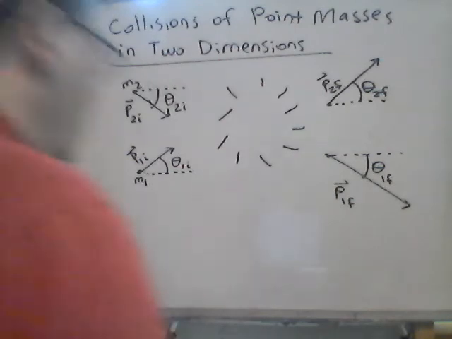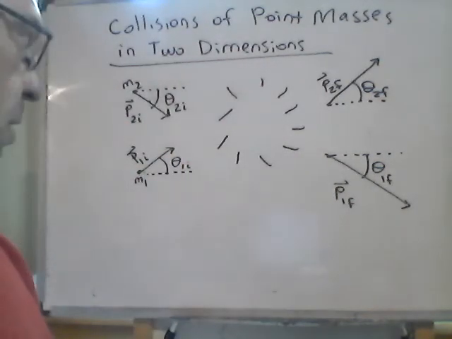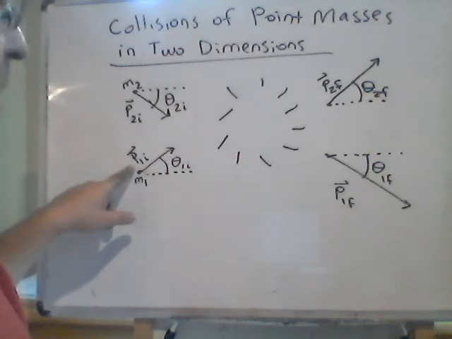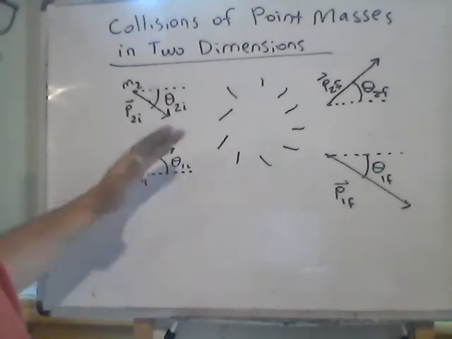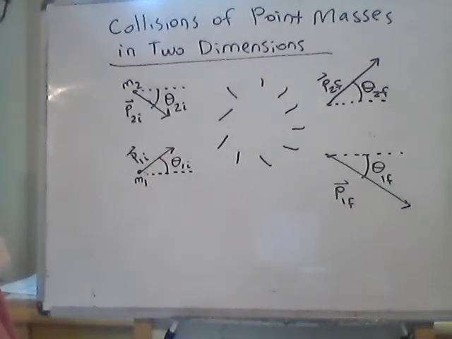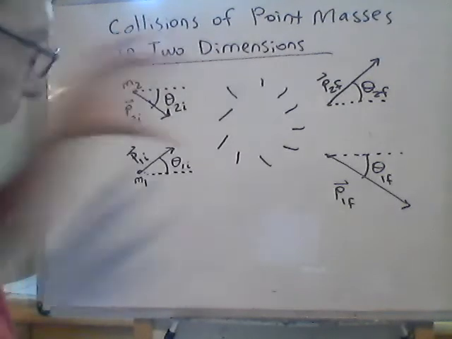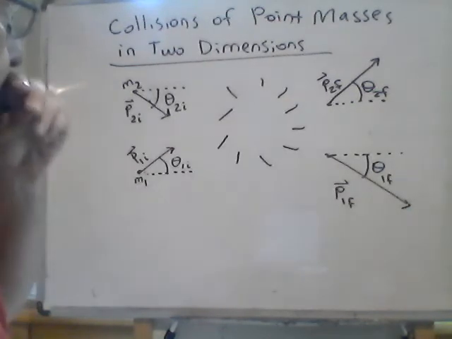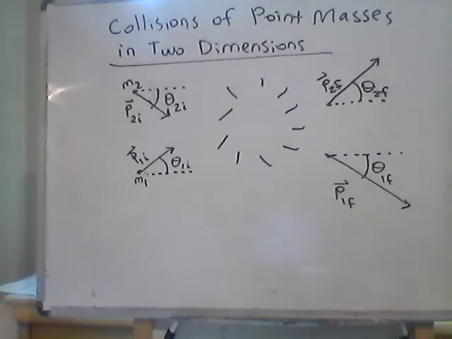A bunch of variables happening here. So again, two masses, M1 and M2. Mass 1 has initial momentum P1i, where i means initial, going with respect to the horizontal at an angle theta 1i. Mass 2 has a momentum P2i, going at an angle theta 2i with the horizontal. Bang! They have a collision. Afterwards, mass 2 is going to have P2f, f meaning final, at an angle to horizontal theta 2f, and mass 1 is going to have a P1f at an angle to horizontal theta 1f.